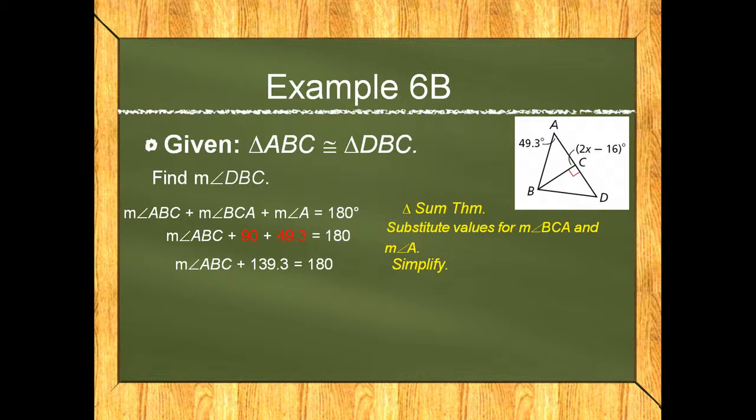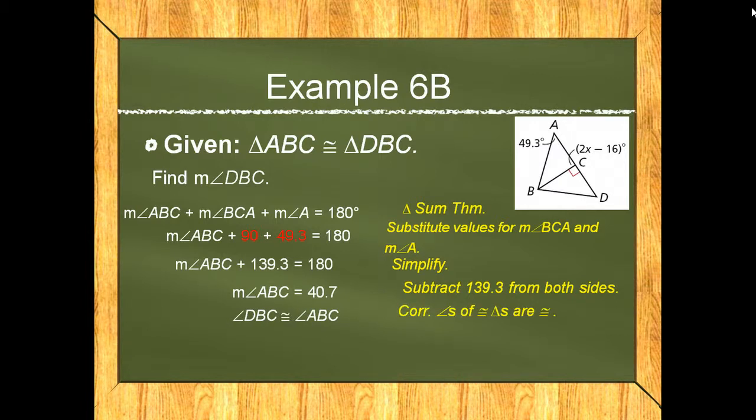We added the two numbers together. Then if we subtract 139.3 from both sides, we get that the measure of angle ABC is 40.7. We know that angle DBC is congruent to ABC because corresponding angles of congruent triangles are congruent. That means that their measures are the same by definition, and the measure of angle DBC is 40.7 degrees by the transitive property of equality.